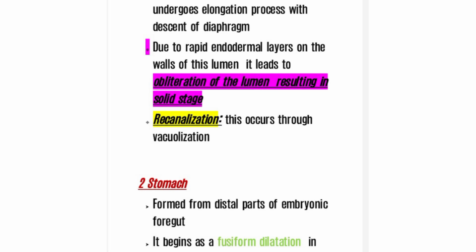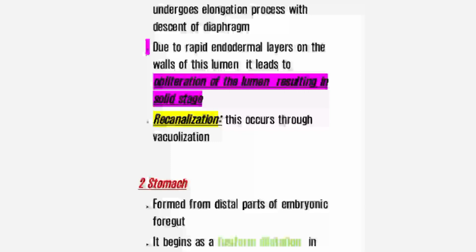Now let's flip the coin and move to the second objective, the development of the stomach, or what you call the embryology of the stomach. The stomach is formed from the distal part of the foregut. It begins as a fusiform dilatation in the distal part. This dilatation grows, and the posterior border grows faster than the anterior border, leading to formation of curvatures.